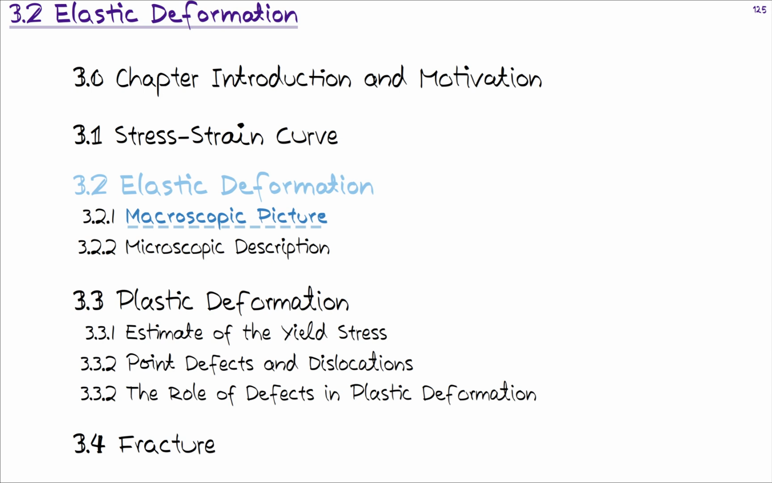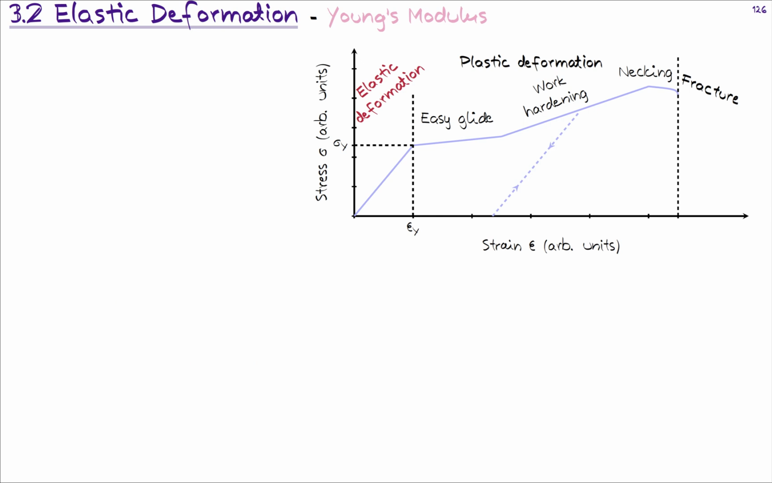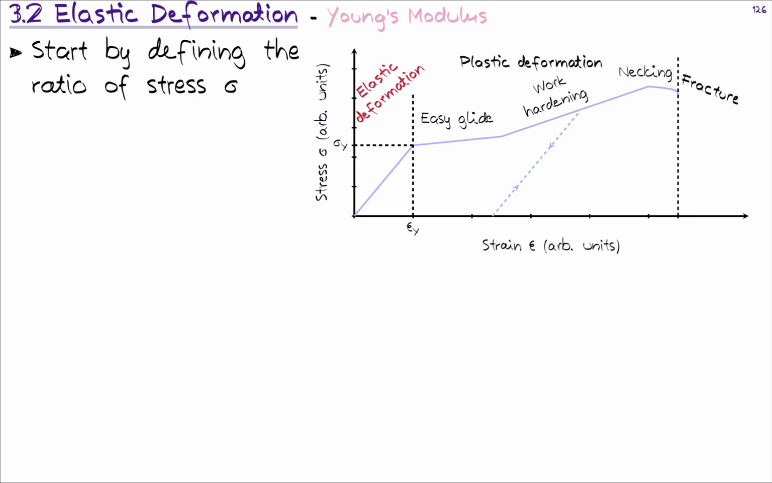And now to the actual topic: 3.2.1, the macroscopic picture of solids that are being elastically deformed. Let's start by defining an elastic constant known as Young's modulus. Essentially, we define Young's modulus via a relation in which we have a ratio of stress and strain, and this ratio is defined as the Young's modulus.